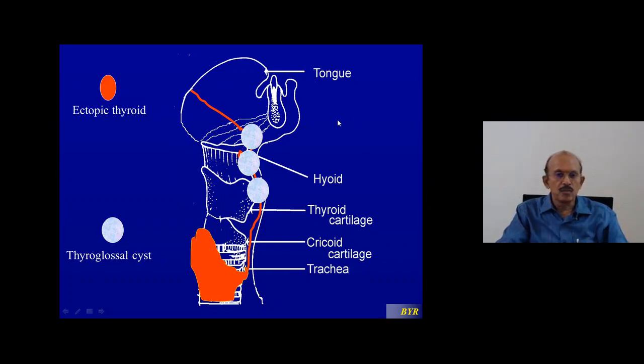It can form ectopic thyroid at the foramen cecum, over the isthmus of the thyroid gland, and in the midline in front of the neck. Sometimes it may pass downwards into the mediastinum and can develop into thyroid gland in the mediastinum.